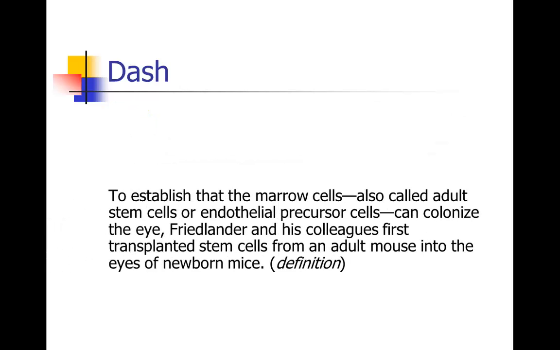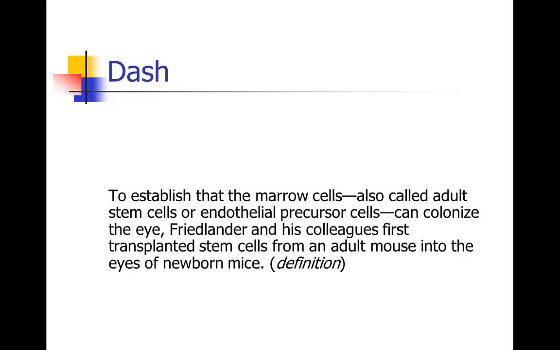Here's another example of the dash. Again, the dashes can be used to just drop things into the sentence, some extra information that you want to get in there. So it says, to establish that the marrow cells, also called adult stem cells or endothelial precursor cells, can colonize the eye, Friedlander and his colleagues first transplanted stem cells from an adult mouse into the eyes of a newborn mouse. So notice that the author here is sticking in some extra information, telling you what else marrow cells are called, alerting you to these other names for marrow cells by sticking it in the dash.